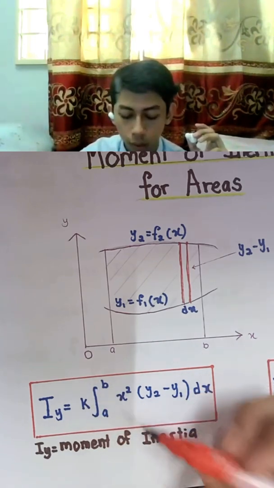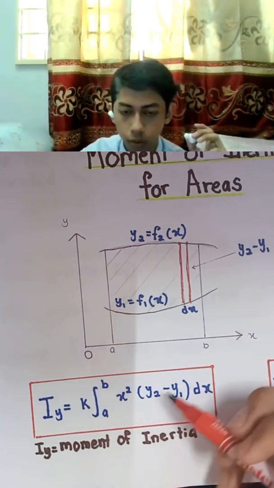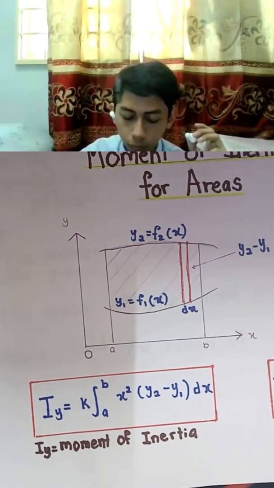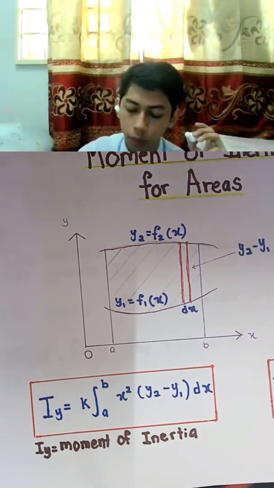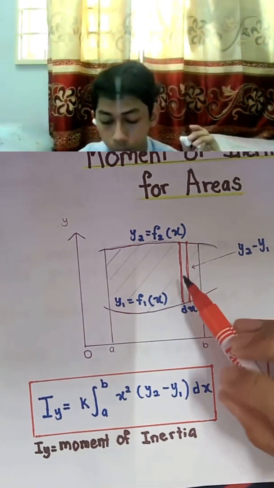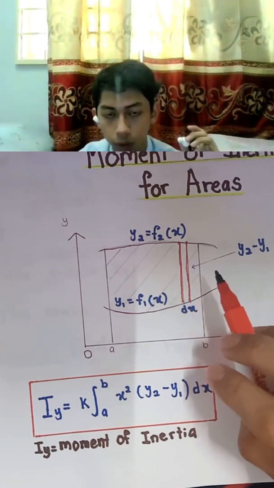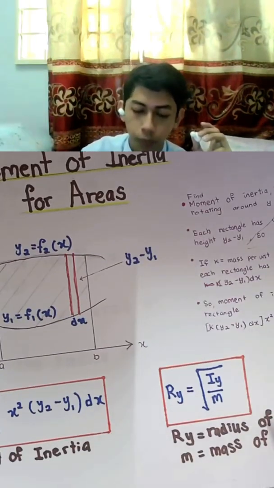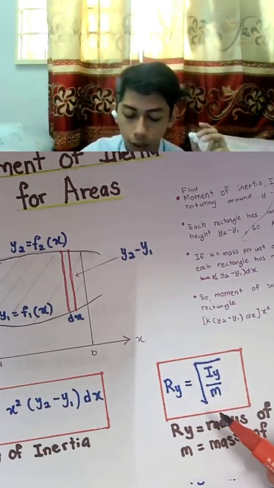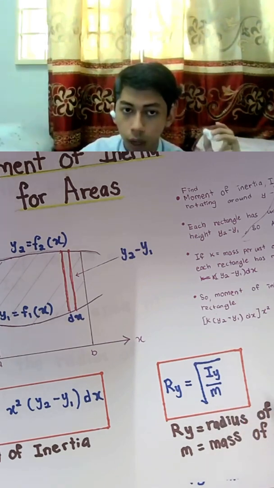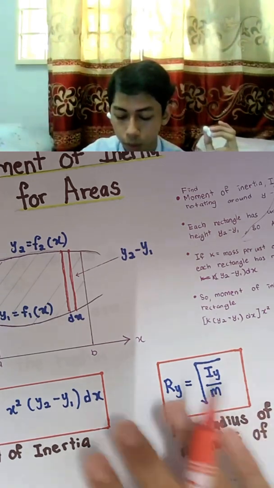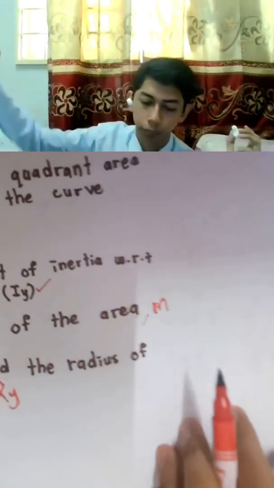Iy equals k times the integral from a to b of x squared times (y2 minus y1) dx. What is k? k is the mass per unit area, so each rectangle has a mass of k times (y2 minus y1) dx. We have another formula here: Ry equals the square root of Iy over m. Ry is the radius of gyration, while m is the mass of the area. Okay, let's jump into an example.